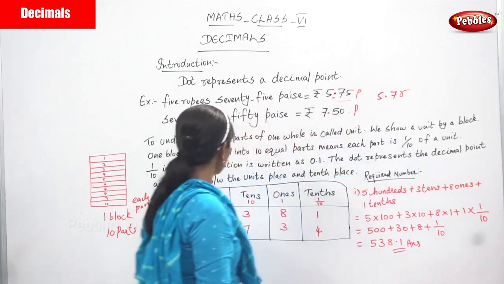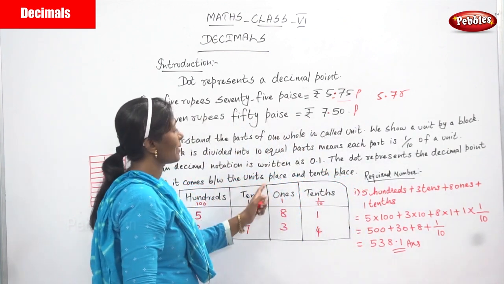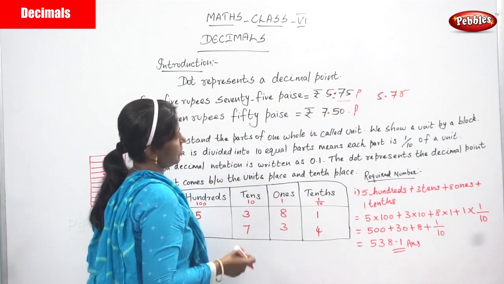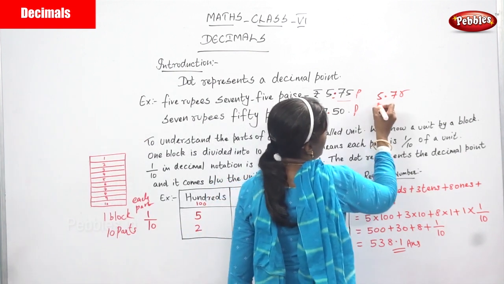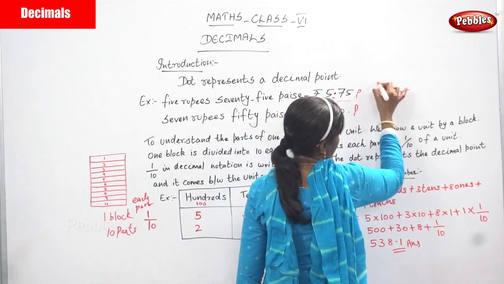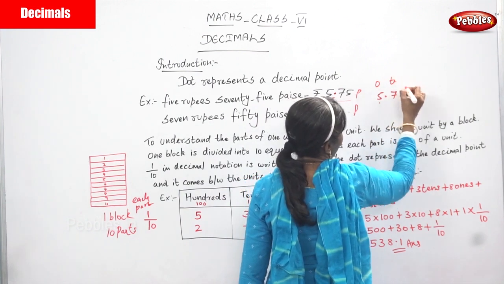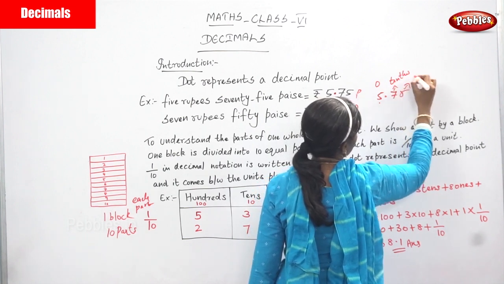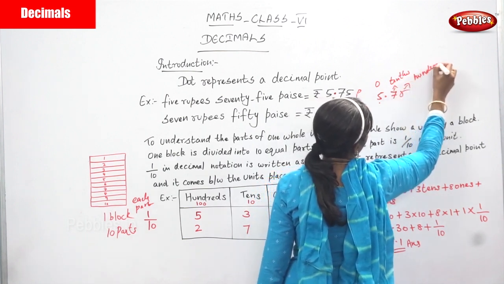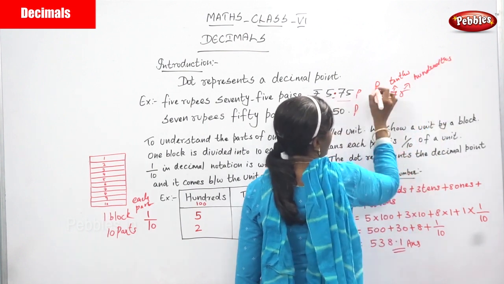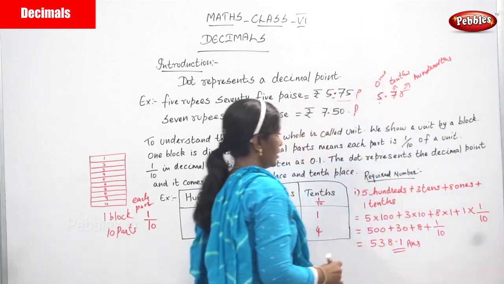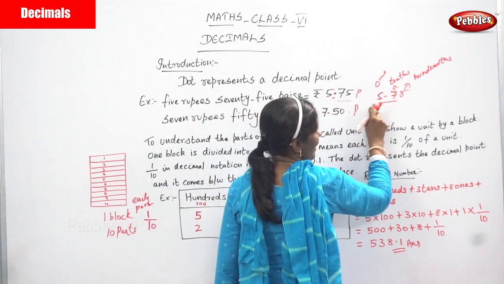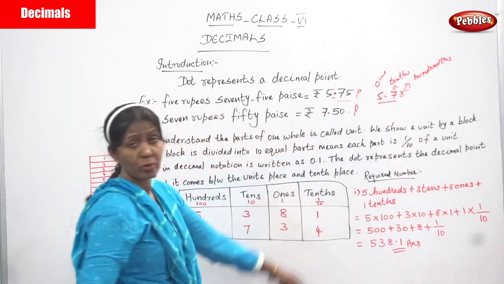The dot represents the decimal point, and it comes between the ones place and the tenths place. Look at this number: this is ones, this is tenths, and this is hundredths. So the decimal point comes between the ones place and the tenths place.